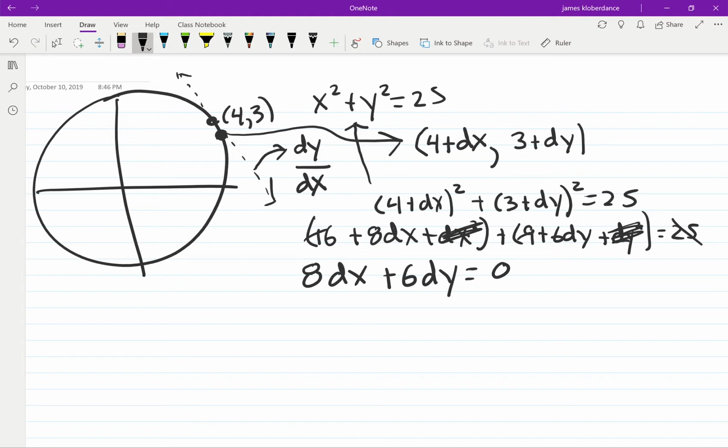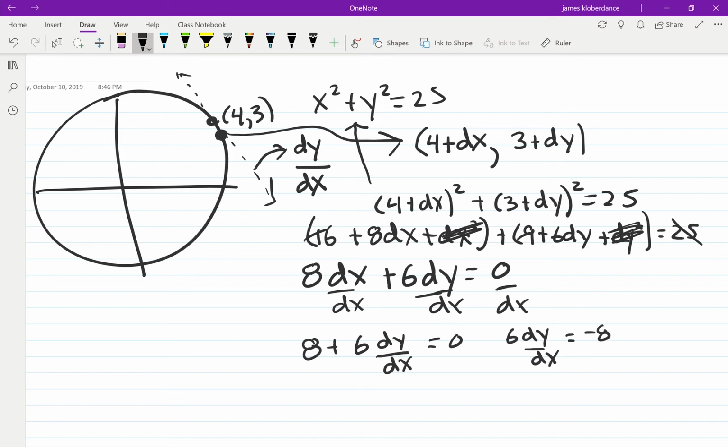Now again, I want to know what dy dx is. So I'm going to divide this whole equation by dx. So everything gets divided by dx. dx is a very small number. It's not 0, but it's small. So that gives me the new equation, 8 plus 6, again, here's what I'm after, dy dx equals 0. So I can solve for that. I can subtract the 8, and I get 6 dy dx equals negative 8. And then I can divide both sides by 6, and I get dy over dx equals negative 8 over 6, which, if I reduce it, is negative 4/3.